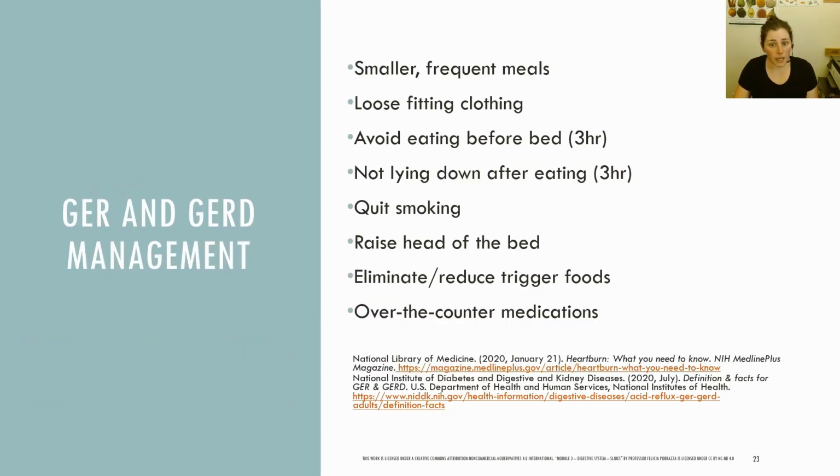Let's look at lifestyle management for reflux and GERD. Consuming smaller, more frequent meals versus large ones, wearing loose-fitting clothing, avoiding eating 3 hours before bed, staying upright 3 hours after eating, quitting smoking, and raising the head of the bed by 6 to 8 inches, which can be accomplished with foam blocks. Pillows not recommended.